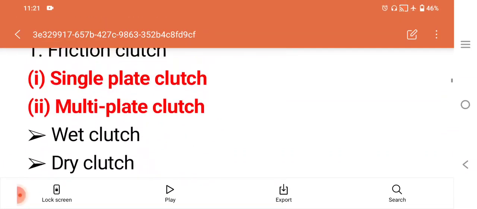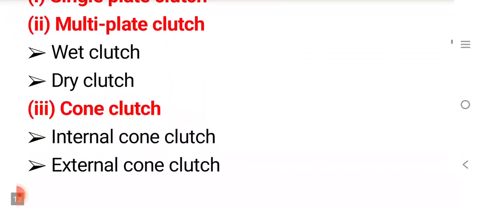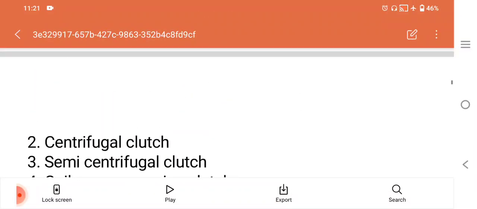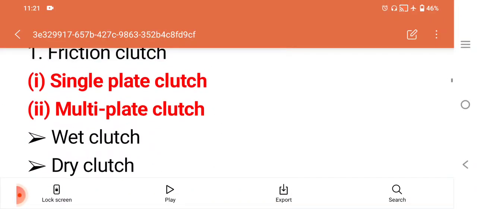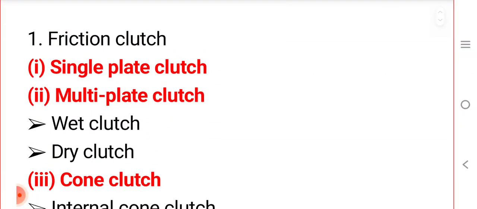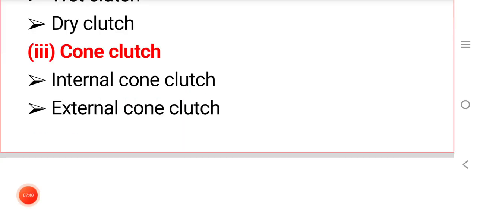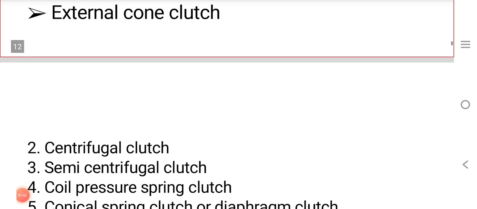Clutches are classified into 10 types. First of all, we will discuss friction clutches. Friction clutches are classified into 3 different types: single plate clutch, multi plate clutch and cone clutch. The multi plate clutch is also classified into 2 types: wet clutch and dry clutch. The cone clutch is classified into internal cone clutch and external cone clutch.